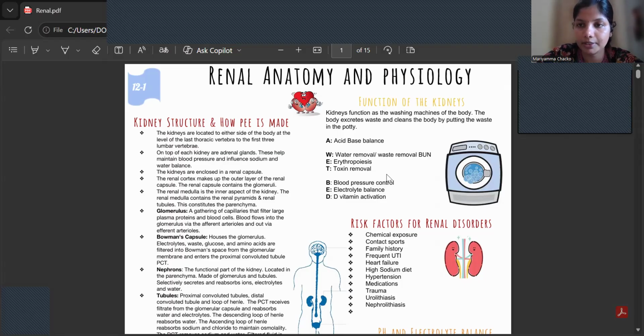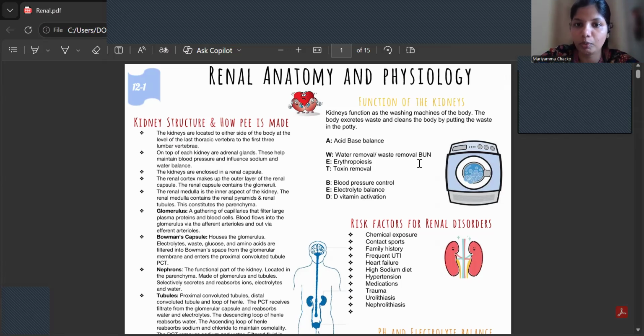So the first thing is acid-base balance. The kidney maintains our acid-base balance in the body, by excreting the H plus ions, or hydrogen ions, and maintaining the bicarbonate level. Do you think a person with kidney disease will have a higher or lower bicarbonate level? Yes, they always have a lower bicarbonate level, which means acidosis. A person with kidney disease always has acidosis.